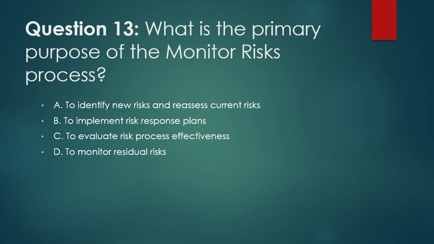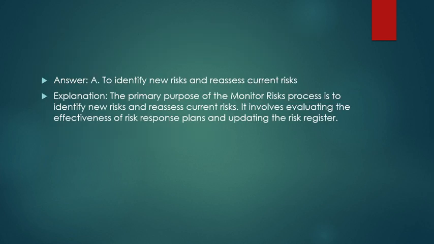Question 13. What is the primary purpose of the monitor risks process? To identify new risks and reassess current risks, to implement risk response plans, to evaluate risk process effectiveness, or to monitor residual risks. Answer is to identify new risks and reassess current risks. The primary purpose of the monitor risks process is to identify new risks and reassess current risks. It involves evaluating the effectiveness of risk response plans and updating the risk register.